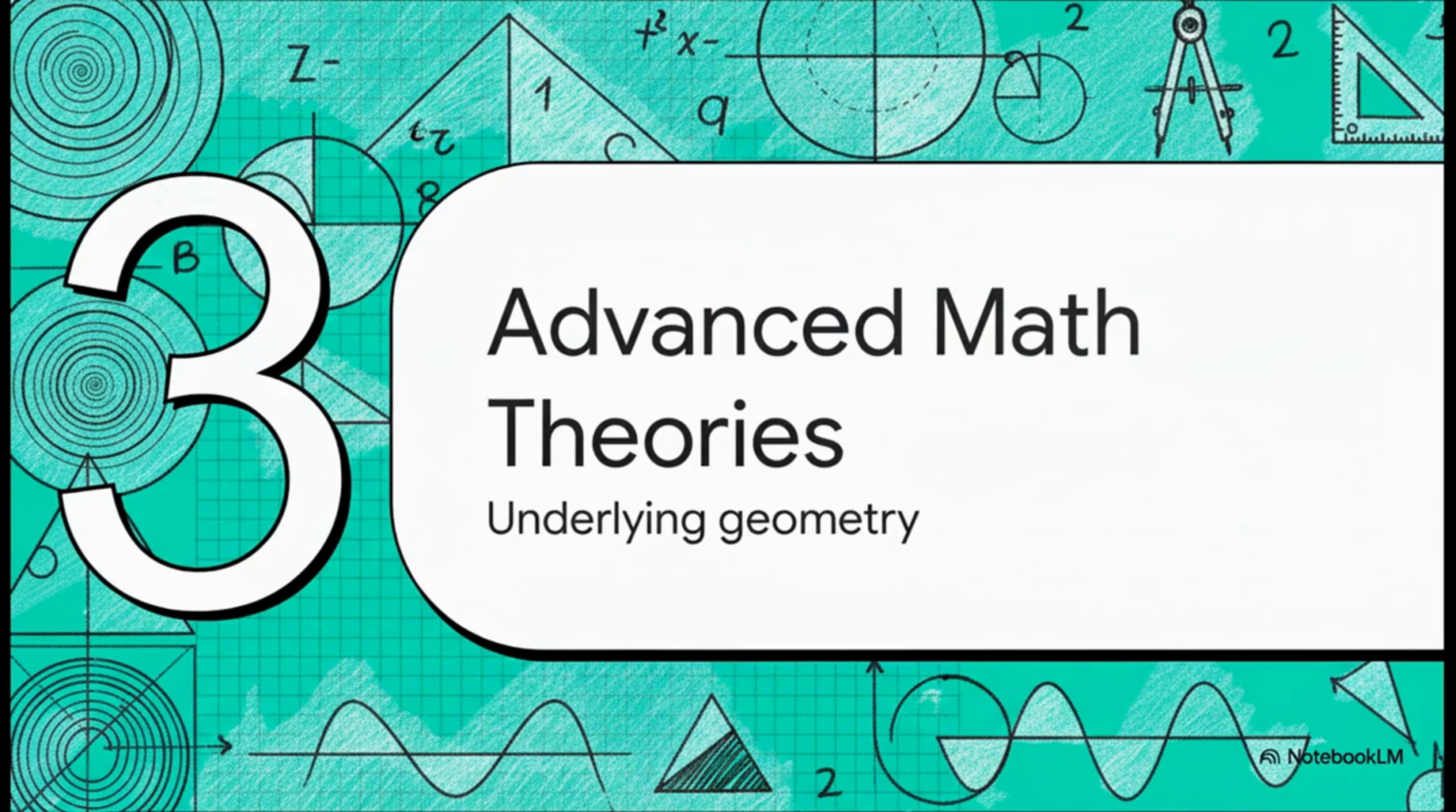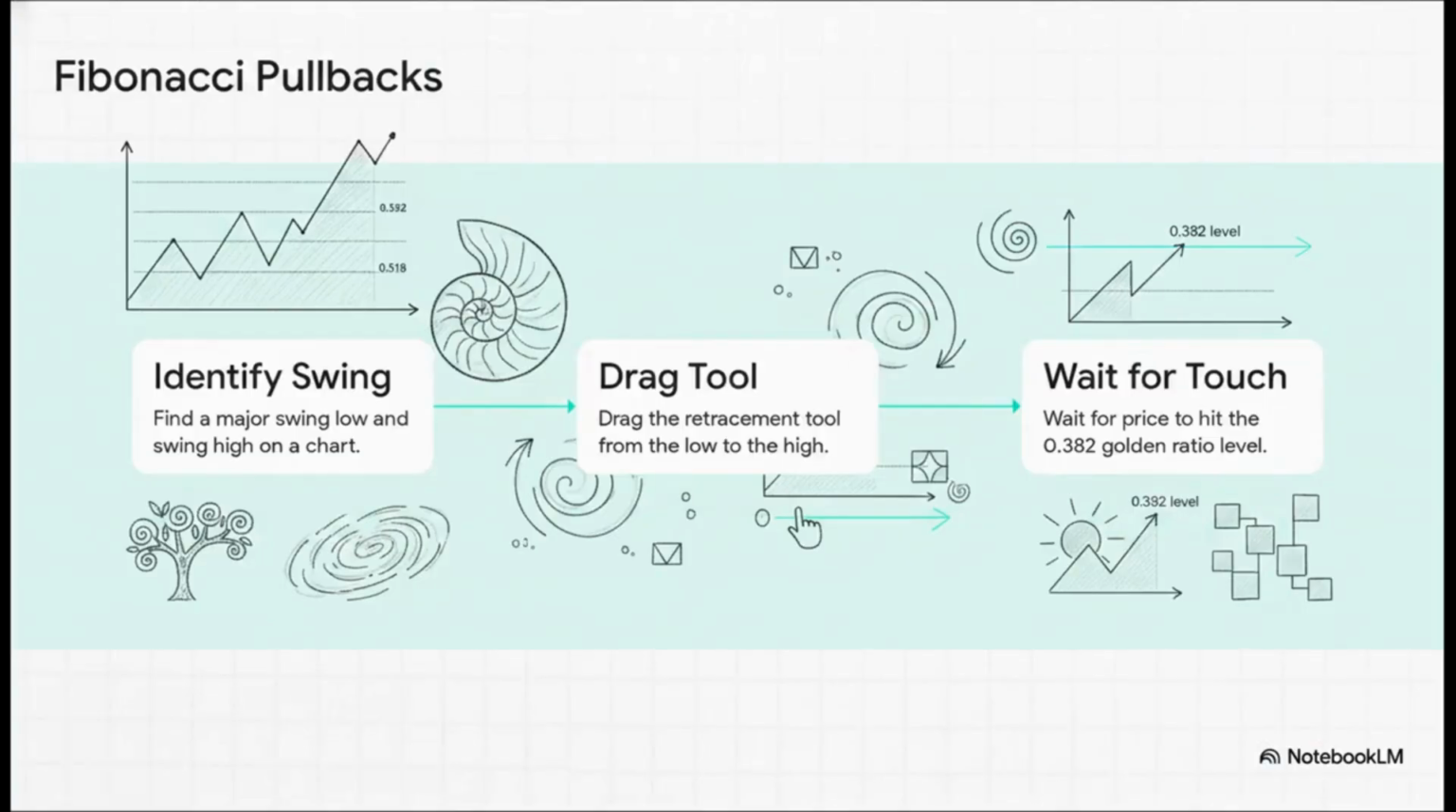All right, Section 3, Advanced Mathematical Theories. This is where we pull out the most complex tools in the toolbox, using geometry to forecast the future. The absolute cornerstone of mathematical trading is the Fibonacci retracement.